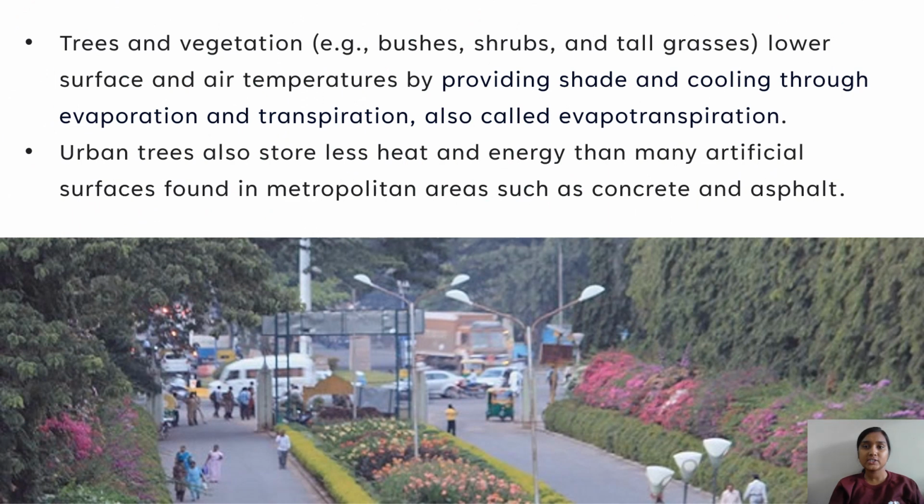Trees and vegetation, for example bushes, shrubs, and tall grasses, lower surface and air temperatures by providing shade and cooling through evaporation and transpiration, also called evapotranspiration. Urban trees also store less heat and energy than many artificial surfaces found in metropolitan areas such as concrete and asphalt.